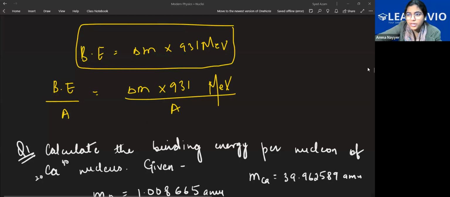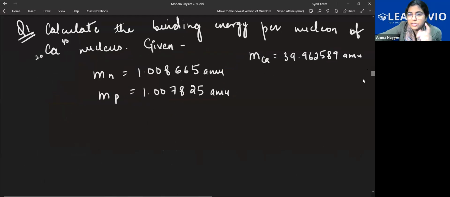Just the last question for today's class. After this, I'll end the class. Binding energy, just one question: how to calculate the binding energy.